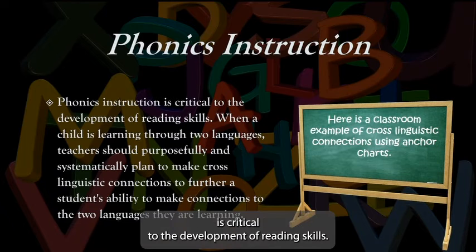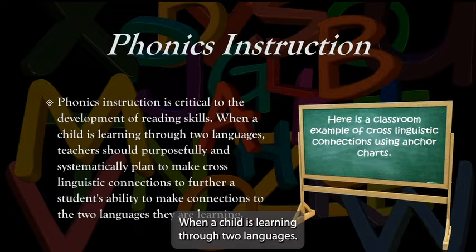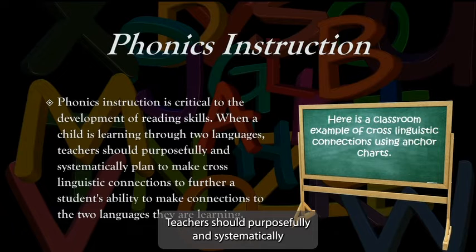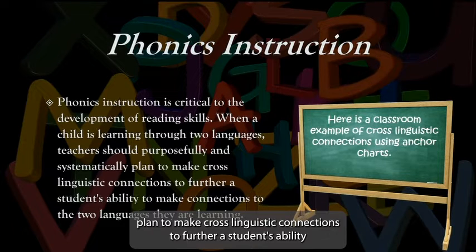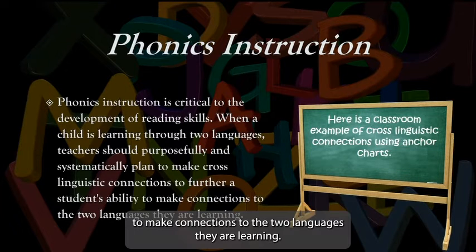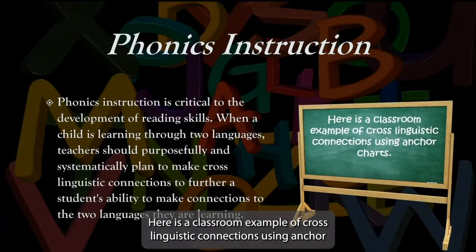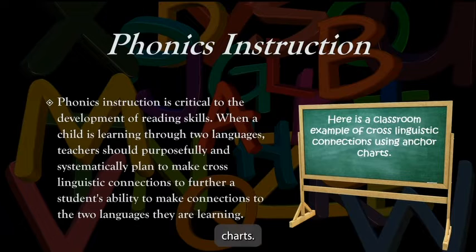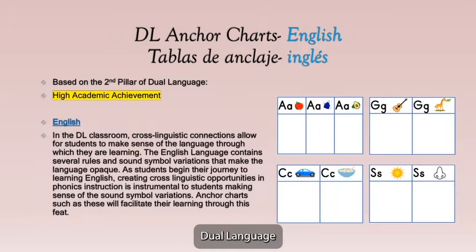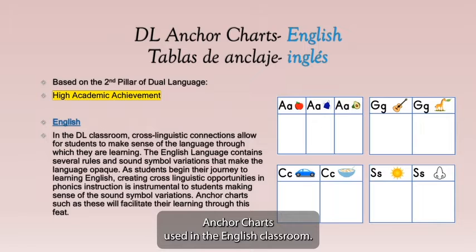Phonics instruction is critical to the development of reading skills. When a child is learning through two languages, teachers should purposefully and systematically plan to make cross-linguistic connections to further a student's ability to make connections to the two languages they are learning. Here is a classroom example of cross-linguistic connections using anchor charts. Dual language anchor charts used in the English classroom.